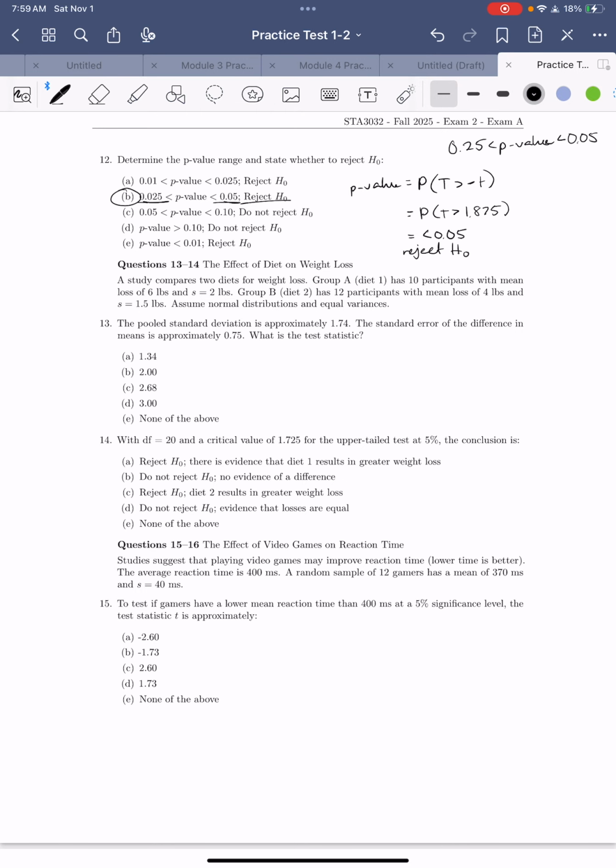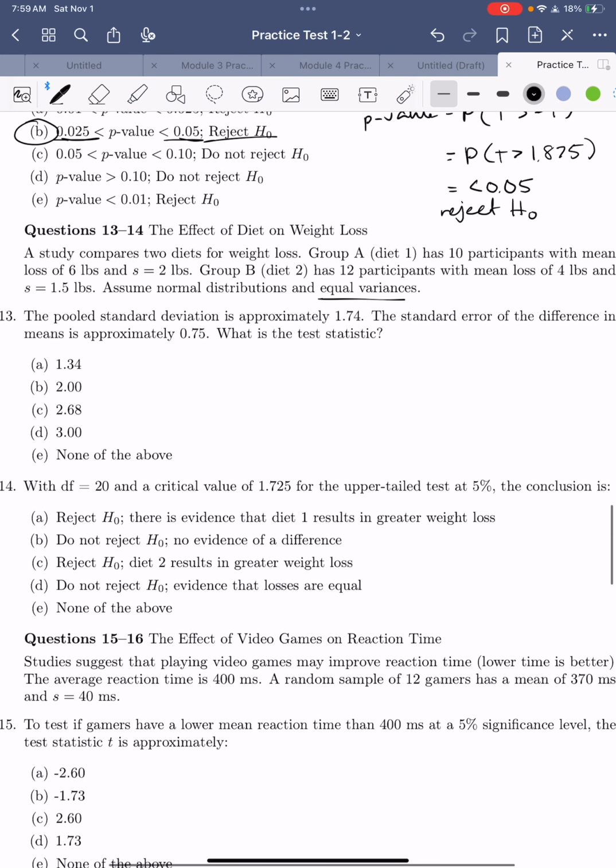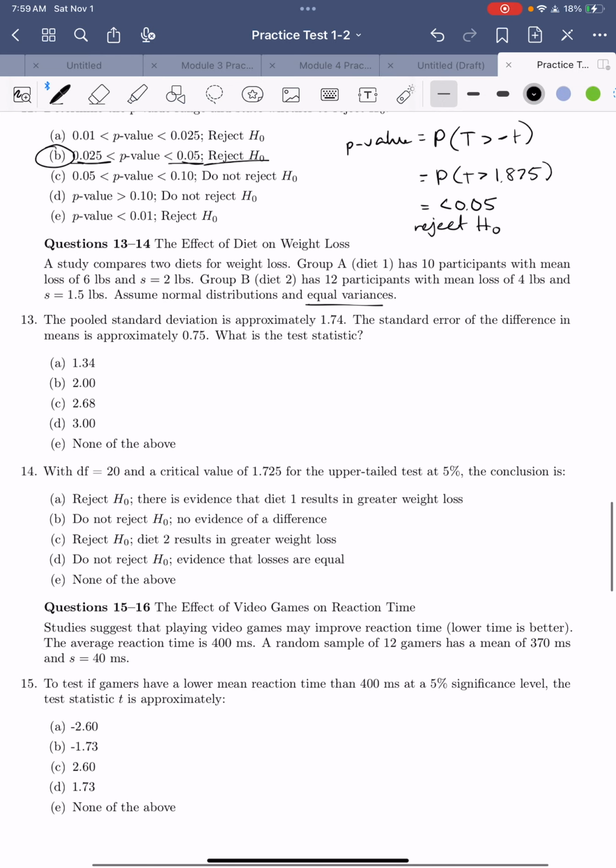Okay, for this problem, a study compares two diets for weight loss. Group A with diet 1 has 10 participants with mean loss of 6 pounds, and standard deviation of 2 pounds. Group 2 with diet 2 has 12 participants with mean loss of 4 pounds and standard deviation of 1.5 pounds. Assume normal distributions and equal variances, so keep that in mind. Our pooled standard deviation, SP, is approximately 1.74, and our standard error of the difference of means is approximately 0.75, and we're asked to find the test statistic.